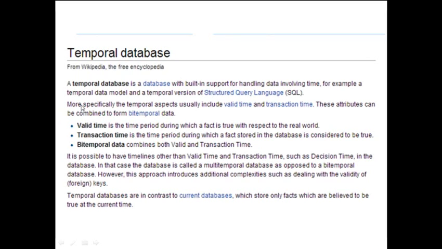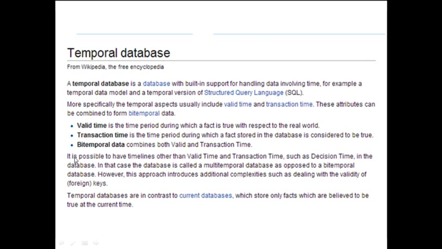The core of bitemporality is that you might have a fact with a certain valid time, so something is true from a start point to an end point. But there's also a transaction time when you record that something is true. And when you work with temporal data, you combine both the valid time and the transaction time.